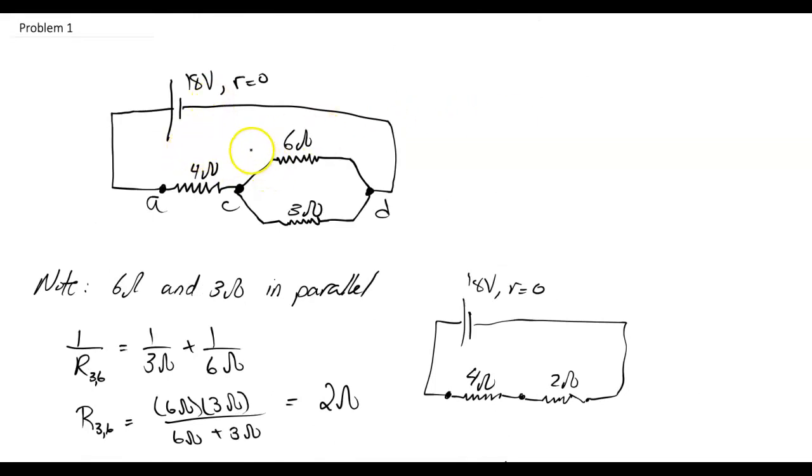So if we go back to our original circuit, we know that we have a 3 amp current going through here. We have a 1 amp going through here. And we have a 2 amp going through here. And that would solve it.